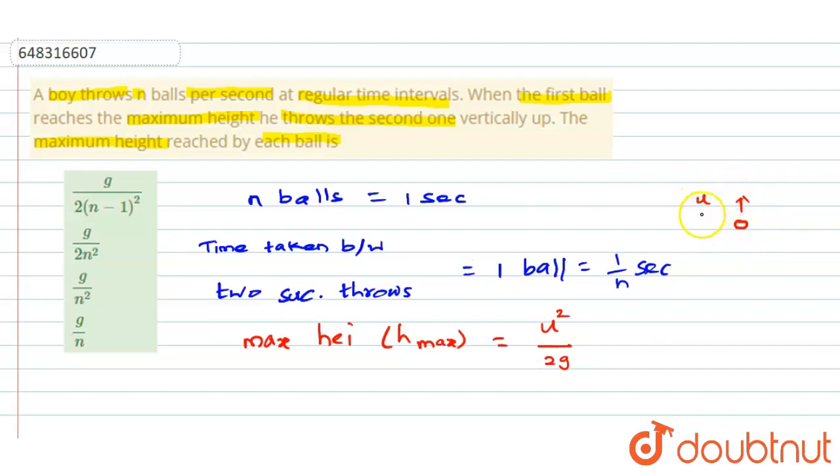Initially the ball is thrown with the speed u, n balls per second, at regular intervals, and it reaches the maximum height after a certain time interval. We have to find this maximum height. So we have to find the initial velocity first. When the ball reaches the maximum height, the final velocity becomes 0, v equal to 0, because at this stage the ball is at rest.